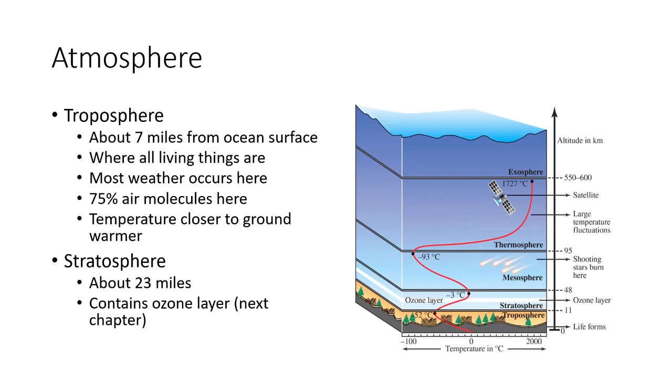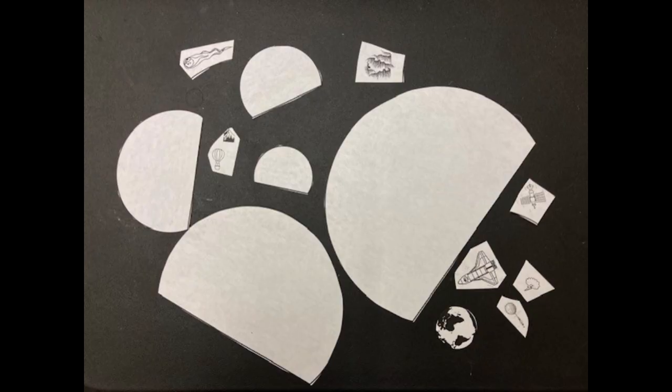Okay, so I'm going to pause here, and what we're going to do is make a model of the atmosphere. So first I'm going to have you cut these out, just cut out all of the shapes. For the smaller ones, like this is the meteor, I did not cut every little corner on it, I just kind of vaguely cut it out. And then we're going to assemble this in order. Everybody gets to do this, because this is going to be part of your notes, and then you can use that on your quizzes.